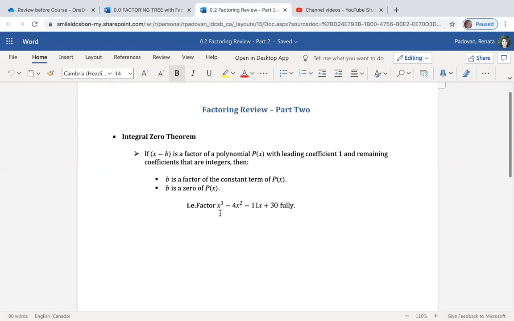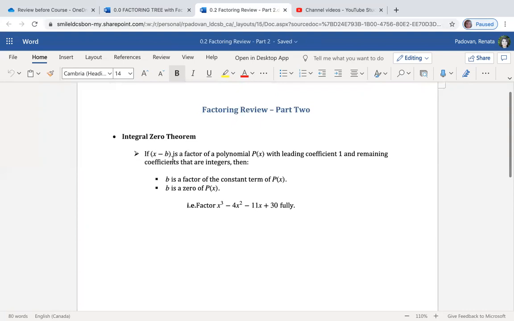So let's say I had an example like this: x cubed minus 4x squared minus 11x plus 30. It's not a binomial, it's not a trinomial, and let's say factor by grouping, which we just tried three different ways, where you have to have a trinomial here, doesn't work.